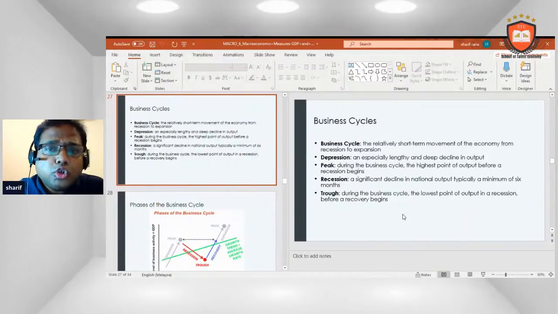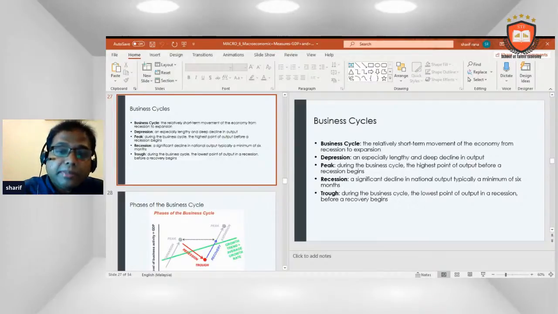The business cycle is the relatively short-term movement of the economy from recession to expansion. Depressions are especially long and deep declines in output. Peak: during the business cycle, the highest point of output before a recession begins. Recession: a significant decline in national output, typically lasting a minimum of 6 months. Trough: during the business cycle, the lowest point of output in a recession before a recovery begins.